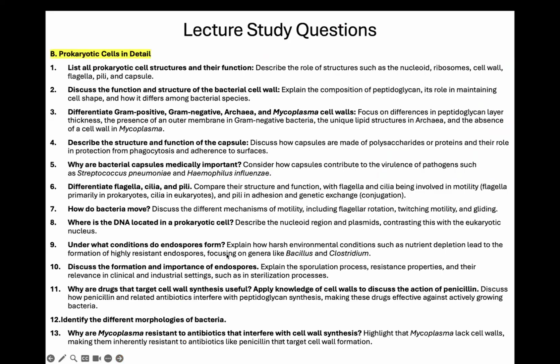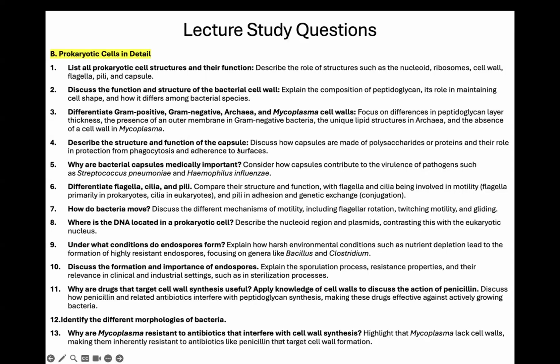So by the end of this lecture, I'm hoping that you are able to understand these things. I'm hoping that you're able to list all the components of a prokaryotic cell, describing their function. I would hope that you're able to understand the structure of the bacterial cell wall, differentiating gram-positive and gram-negative cell walls. Again, gram-positive bacteria have thick peptidoglycan. They stain purple. Gram-negative bacteria have thin peptidoglycan, and they have an outer membrane. Archaea do not have a cell wall made up of peptidoglycan. If it is present, it's made up of other things. Mycoplasma bacteria lack a cell wall completely, and they're important because they cause something called walking pneumonia.